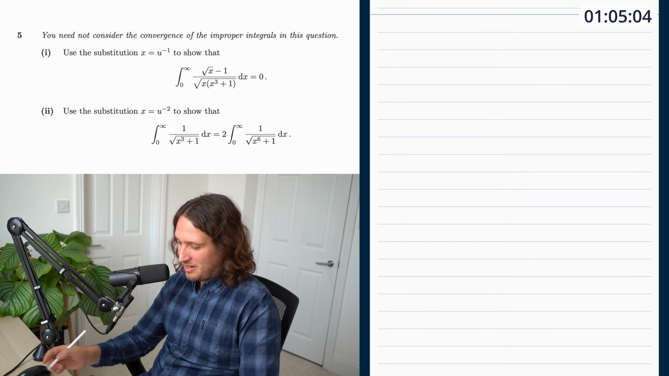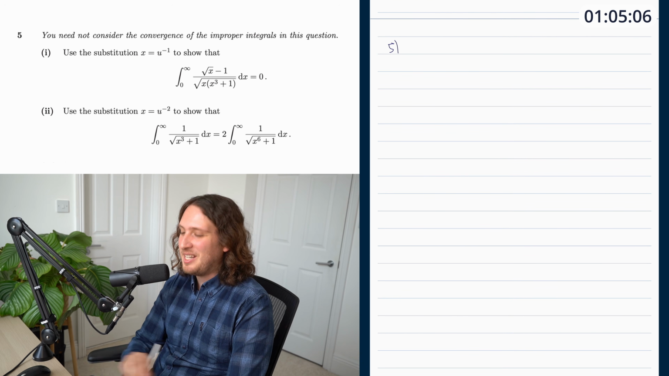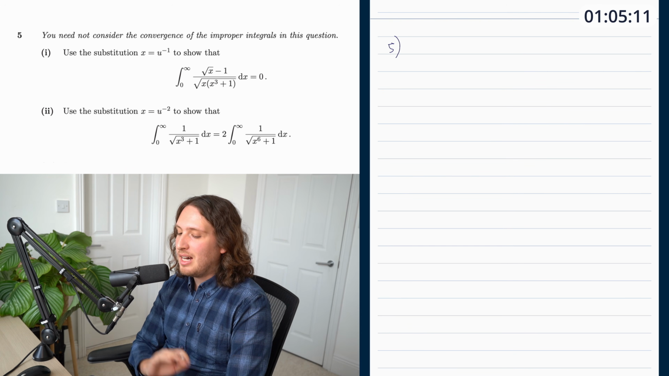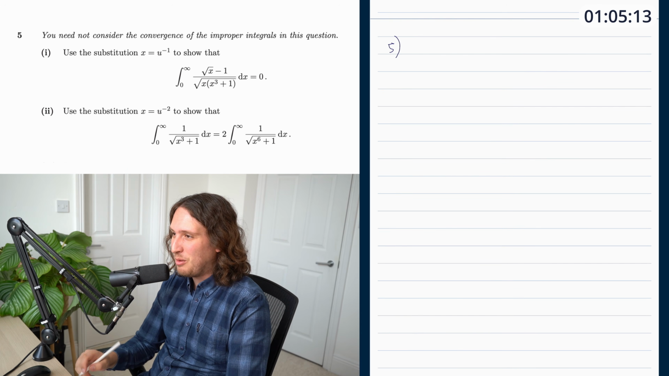So let's do question 5, integration. Right. Now we're talking. Let's try to get this one done quickly. And then that should make up. Hopefully we're about 5 minutes behind schedule. So let's see what we can achieve.